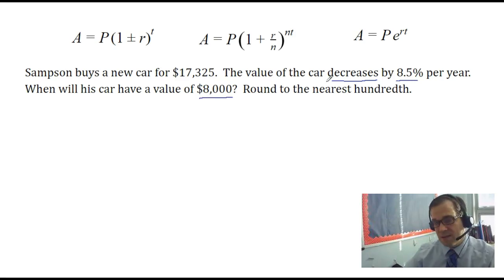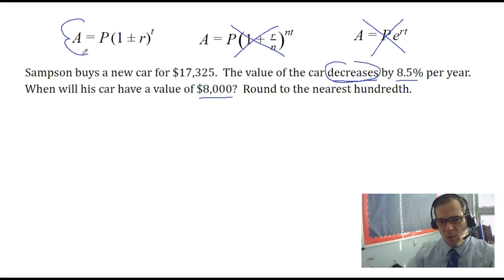So in this problem, I'm not seeing the word compounded anywhere. So this is out and this is out. Not to mention the value of the car decreases. This is the only equation we have that accounts for decreasing. We'll use the version that has just the minus sign in it.